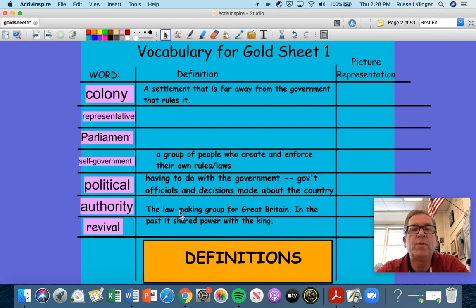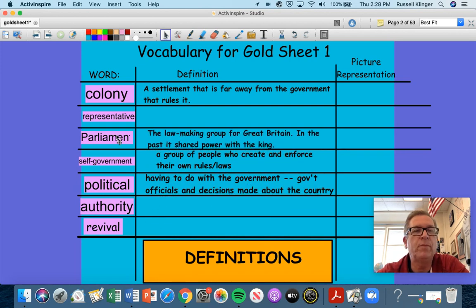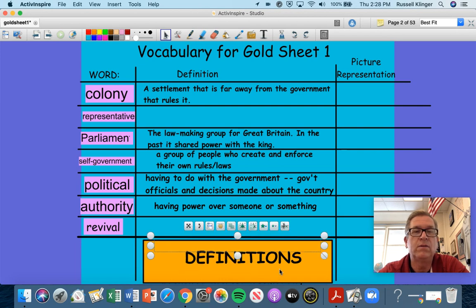The lawmaking group of Great Britain, in the past it shared power with the king. Hopefully you'll know that that's Parliament, right? Parliament. And let's see if I can drag any other ones out of behind this. I hope so. There's another one. Having power over someone or something. We call that having authority over them, right? Having authority.